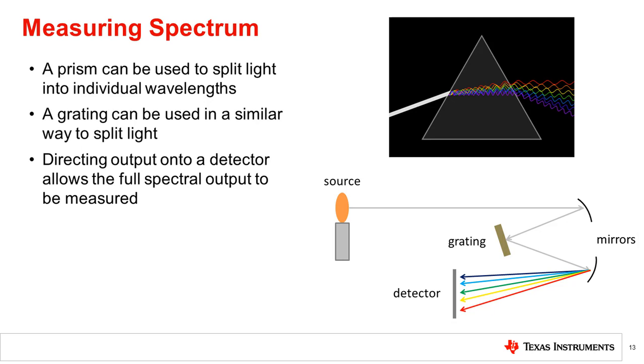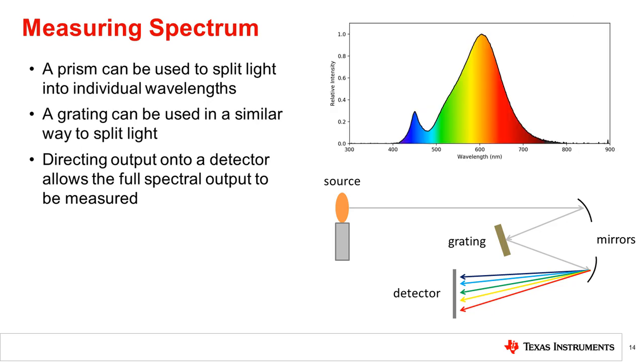The split light is directed onto a detector array. Since each wavelength falls on a different part of the detector, the power level for each wavelength can be measured within the bandwidth capabilities of the detector array. This arrangement is called a spectrometer. The different spectra of light sources shown in previous videos were measured using a spectrometer.